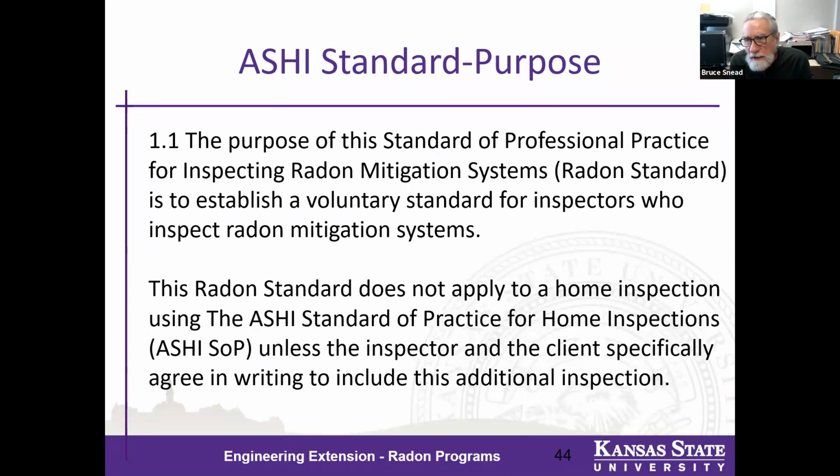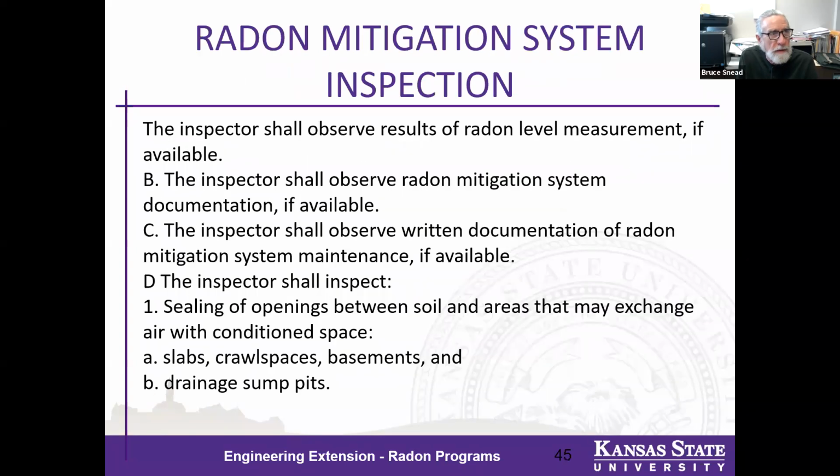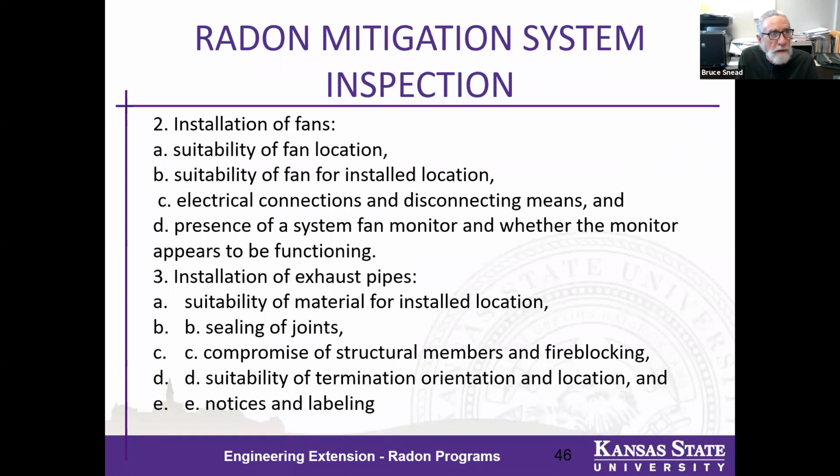I know I'm moving quickly. I want to get to the ASHI, American Society of Home Inspectors, standard for home inspections. This is a voluntary standard that ASHI has produced through their process, and it talks about what it observes. Again, it talks about asking for radon measurements and documentation and what they want to inspect, many of the items that we've already talked about: fans, location, electrical connections, exhaust, et cetera. And I'm going to go through a number of pictures. That's why I'm moving so quickly.